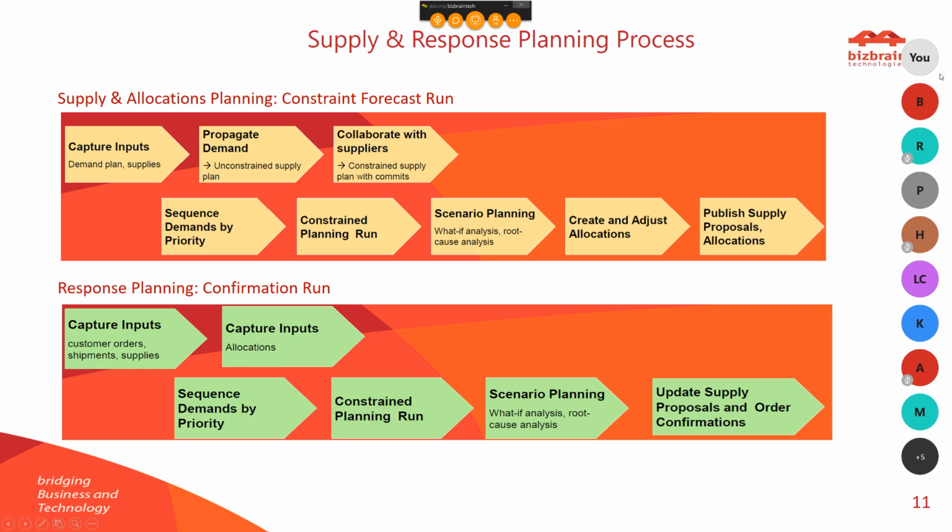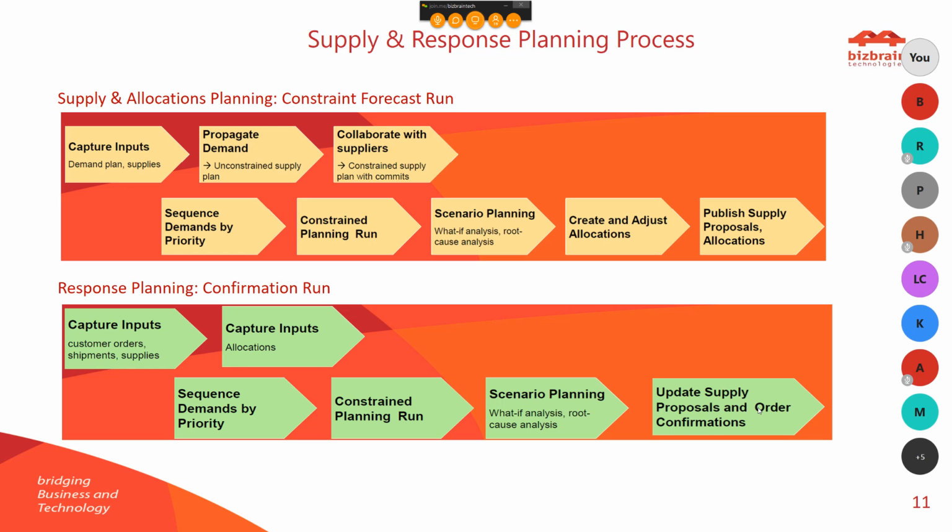The allocations generated in the first run become input to the second run, which is order confirmation. The inputs for the confirmation run are the customer orders, shipments and supplies. Supplies are the same as in the earlier run, and another input is allocation, which was the output of the first run. Again it considers the sequence of the demands, the run starts, and you get the confirmations and supply proposals. This final result of order confirmation and supply proposal is fed back to the execution system.